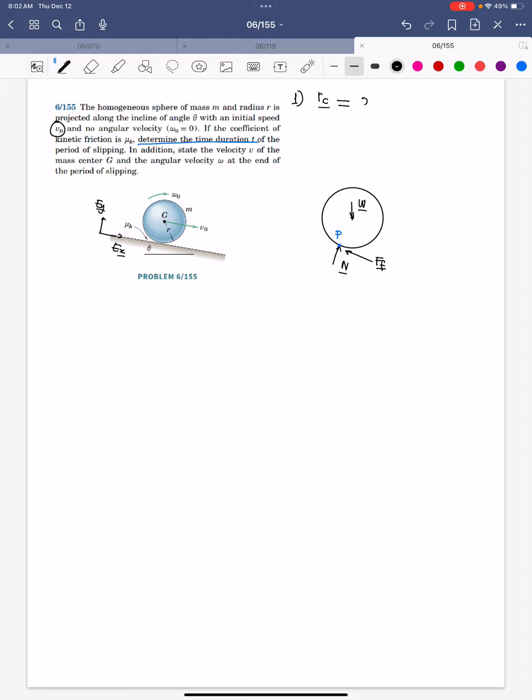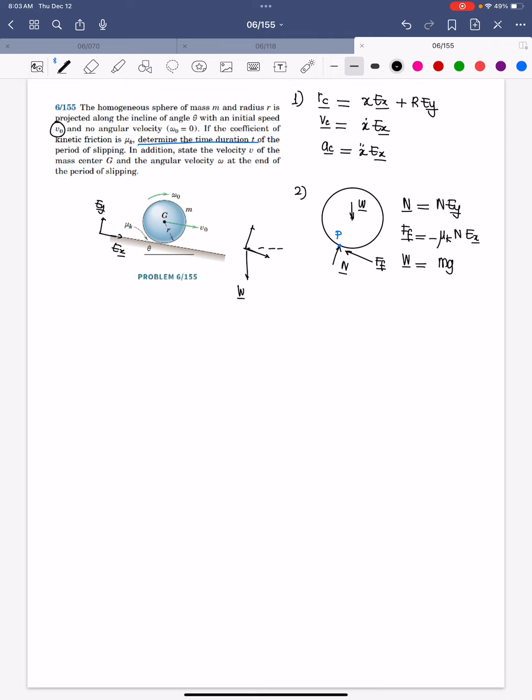RC is equal to x ex plus some constant R along ey, and VC is x dot ex. AC is x double dot ex. Next we have the free body diagram. The normal force is along ey. The friction force is minus mu k, the magnitude of the normal force n, along ex, so I have the minus already. And the weight is mg. I'm just drawing the basis vectors and the direction of the weight. This angle here is theta, and so this angle here is theta. So the weight is mg times minus cosine theta ey plus sine theta ex.